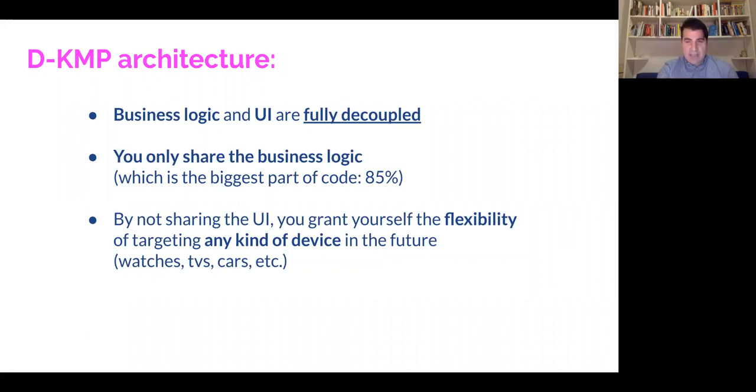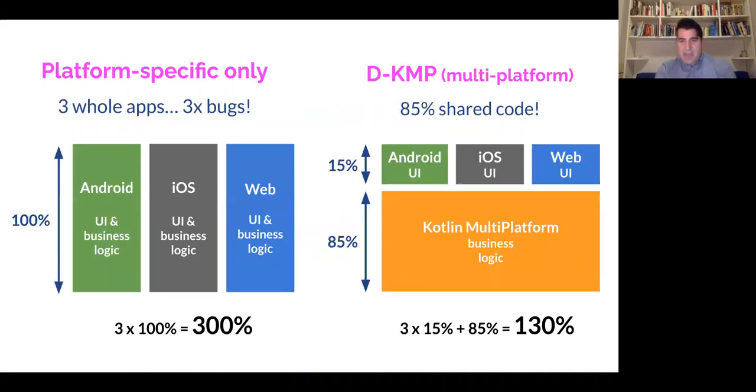So if we look back at the diagram, as you see, we are sharing the business logic in Kotlin MultiPlatform, and then we are able to apply it to any UI layer. At the moment in the diagram you see Android, iOS, and web, but you never know: if a new device or a new operating system or a new UI toolkit comes out, you're still able to use this 85% for that other device or operating system.